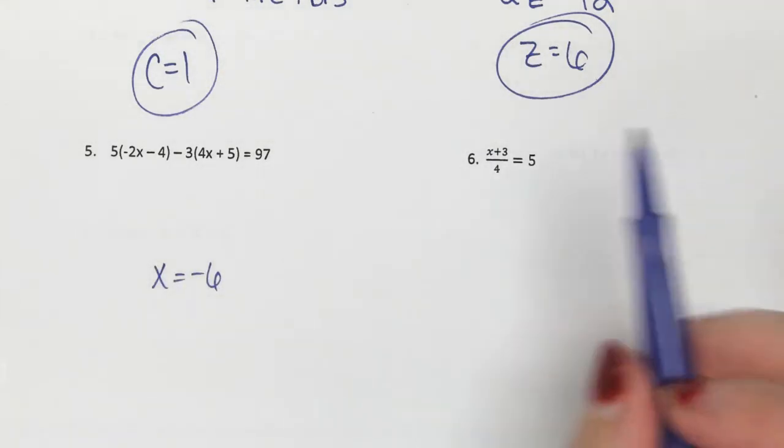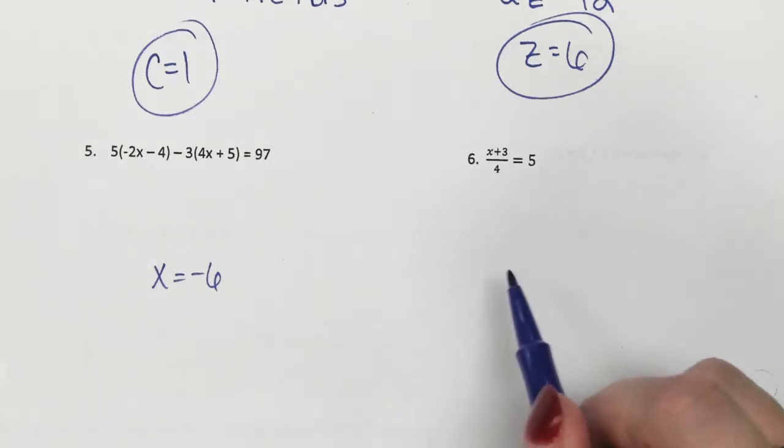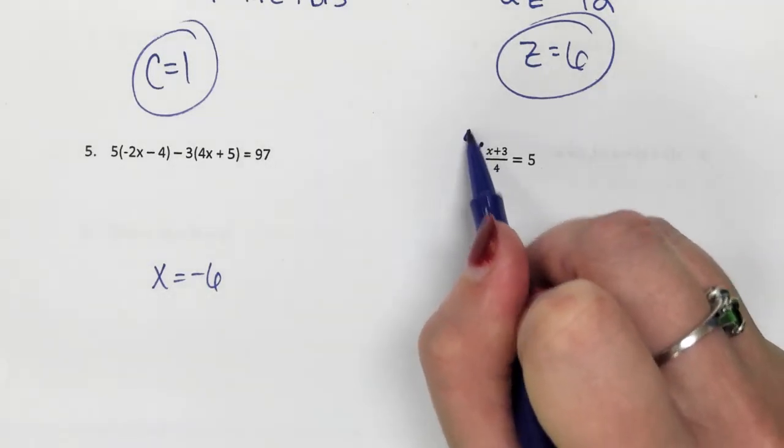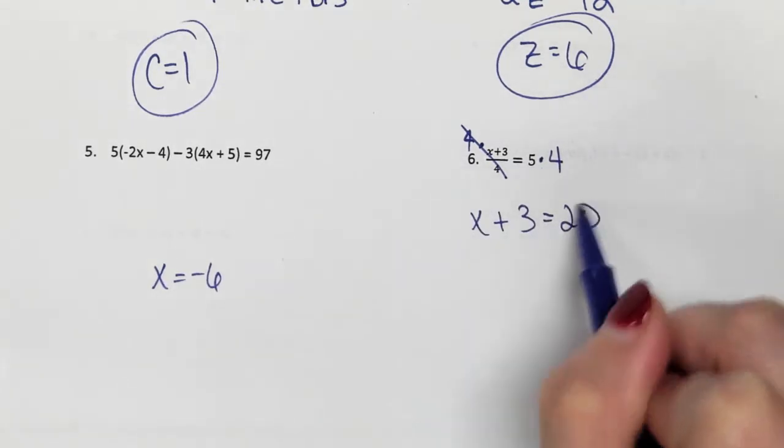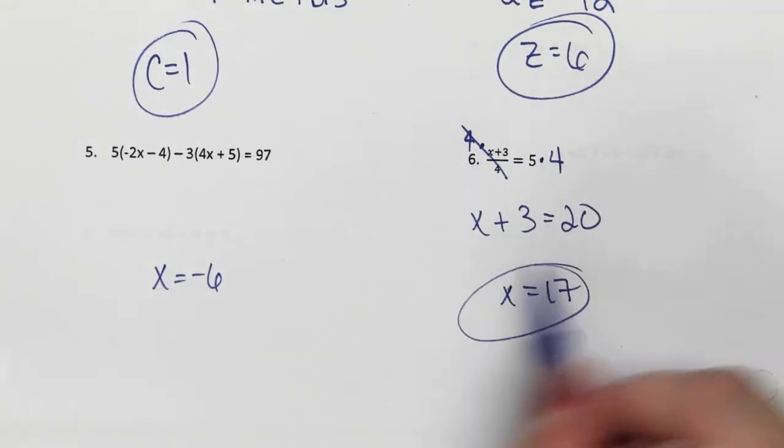No. All right. 6 should have been an easy one, hopefully. Once you multiplied by 4, those cancel. And you should have gotten 17.